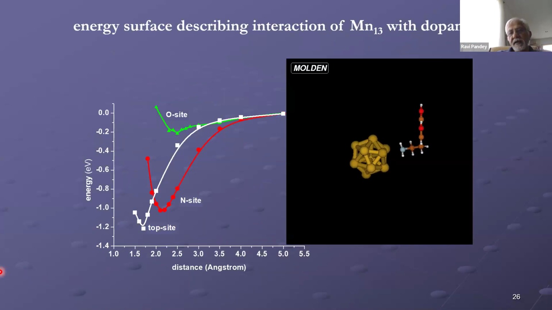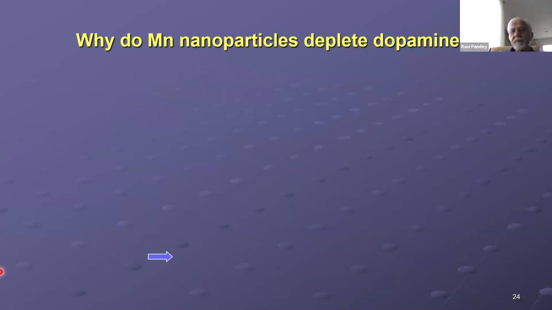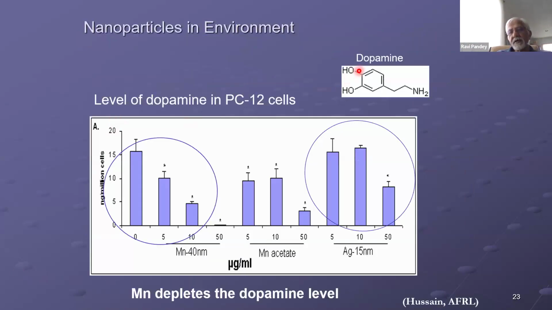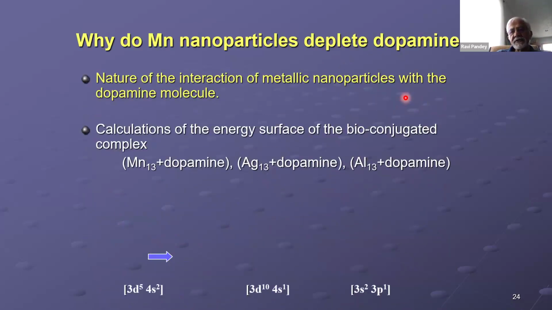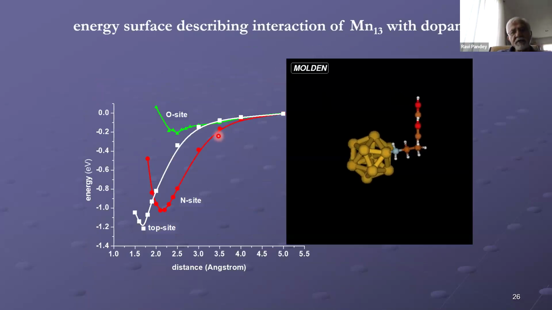So this is a cartoon sort of thing. What we are looking at is, as you know, dopamine has different sites. These particles can come from the OH side, from the top side, or from the amide side. So we're looking at the energy surfaces on all these different sides. We calculate total energy versus the distance, and in this case the nitrogen side is interacting.